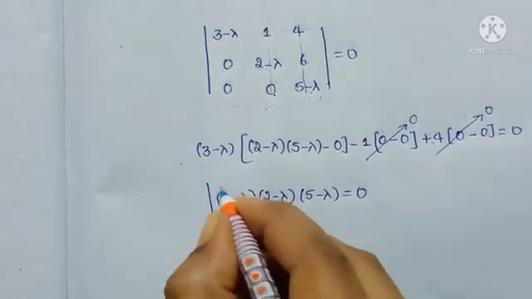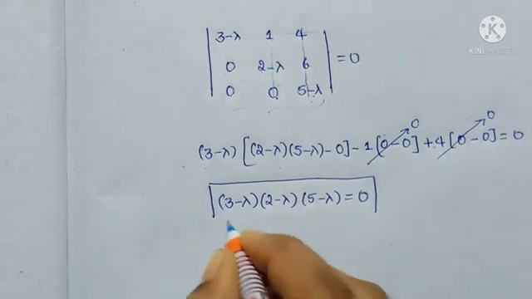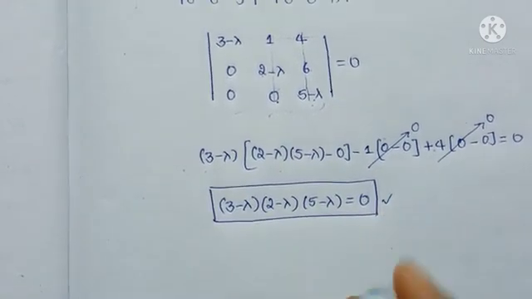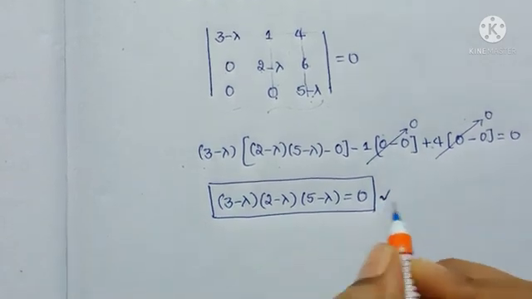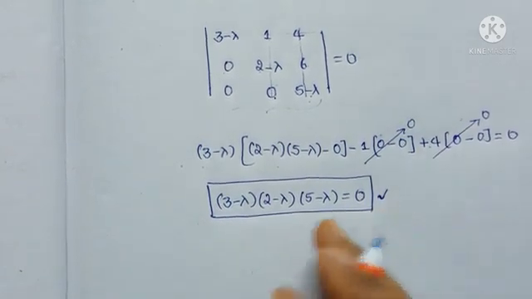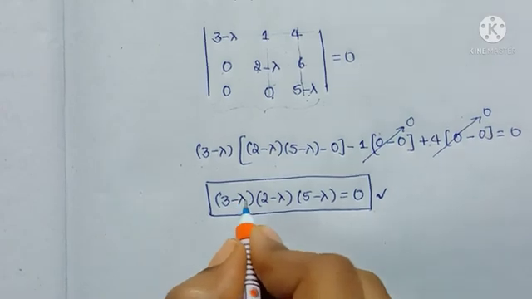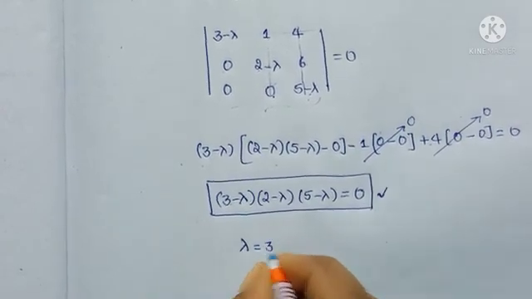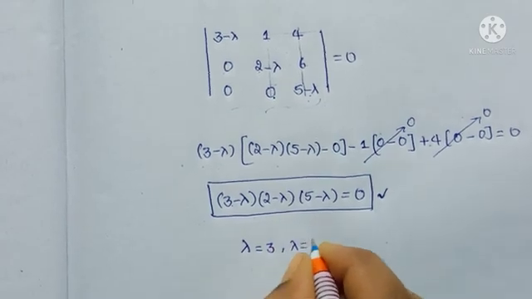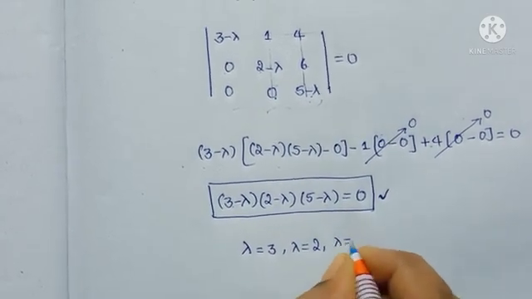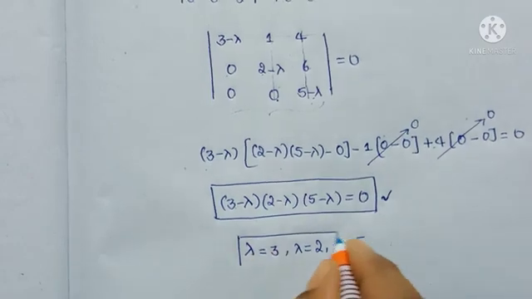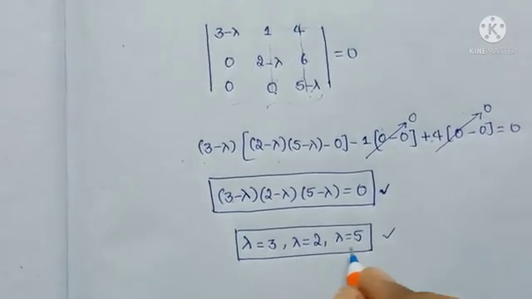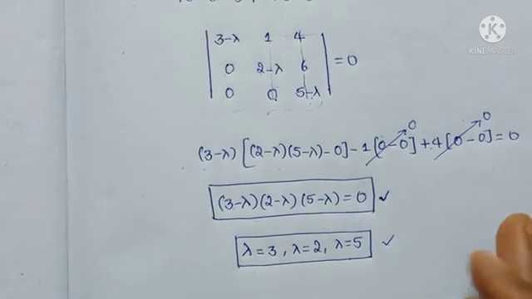By expanding this equation we get the characteristic equation. Now I am not expanding, but by expanding this we get the characteristic equation. From this we are finding eigenvalues, that are lambda values. Here lambda equal to 3, lambda equal to 2, and lambda equal to 5. These are the eigenvalues of the given matrix.